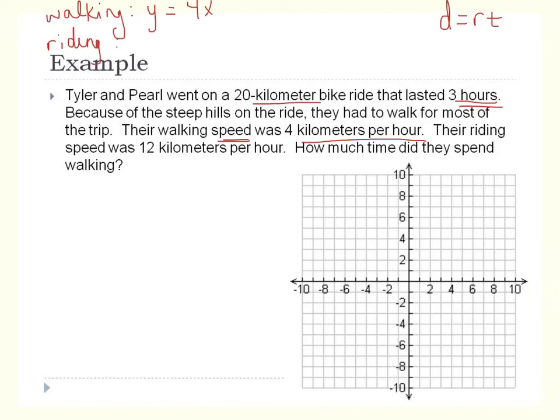So if that was walking, for riding, if we walked y kilometers, how much did we ride? We rode 20 minus y kilometers. Okay, so if I walked 1 kilometer, I rode 19 kilometers. Or if I walked 5 kilometers, I rode 15 kilometers. And notice then they will always add to be 20.